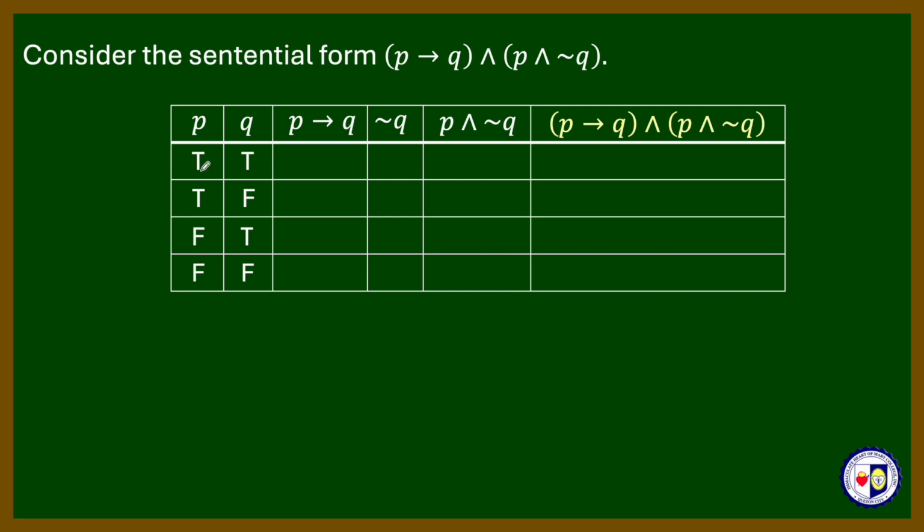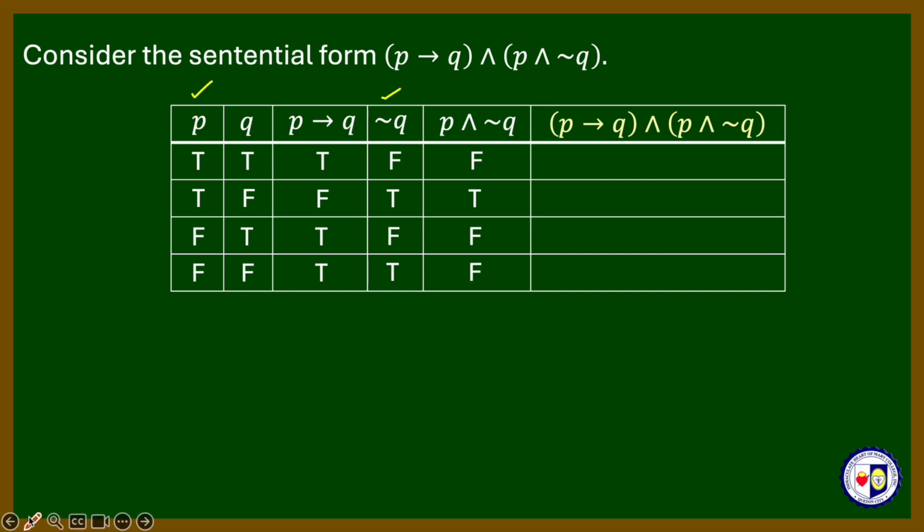P implies Q. T implies T is true. T implies F is false. F implies T is true. F implies F is true. Negation of Q, let us get the exact opposite of this column. We have FT, FT. Next, let us emphasize the columns P and not Q, and then let us use the conjunction. TF, F. TT, true. FF, false. FT, false.